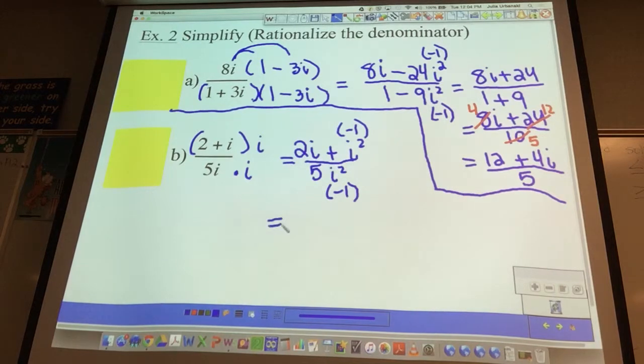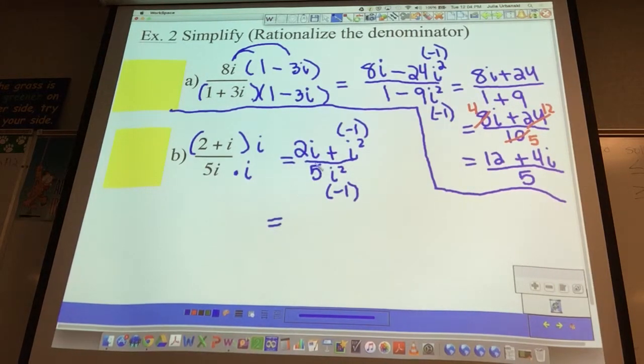Do we have to write it? What if we just know? You can start doing it in your head too. I'm just writing it so everyone can see.